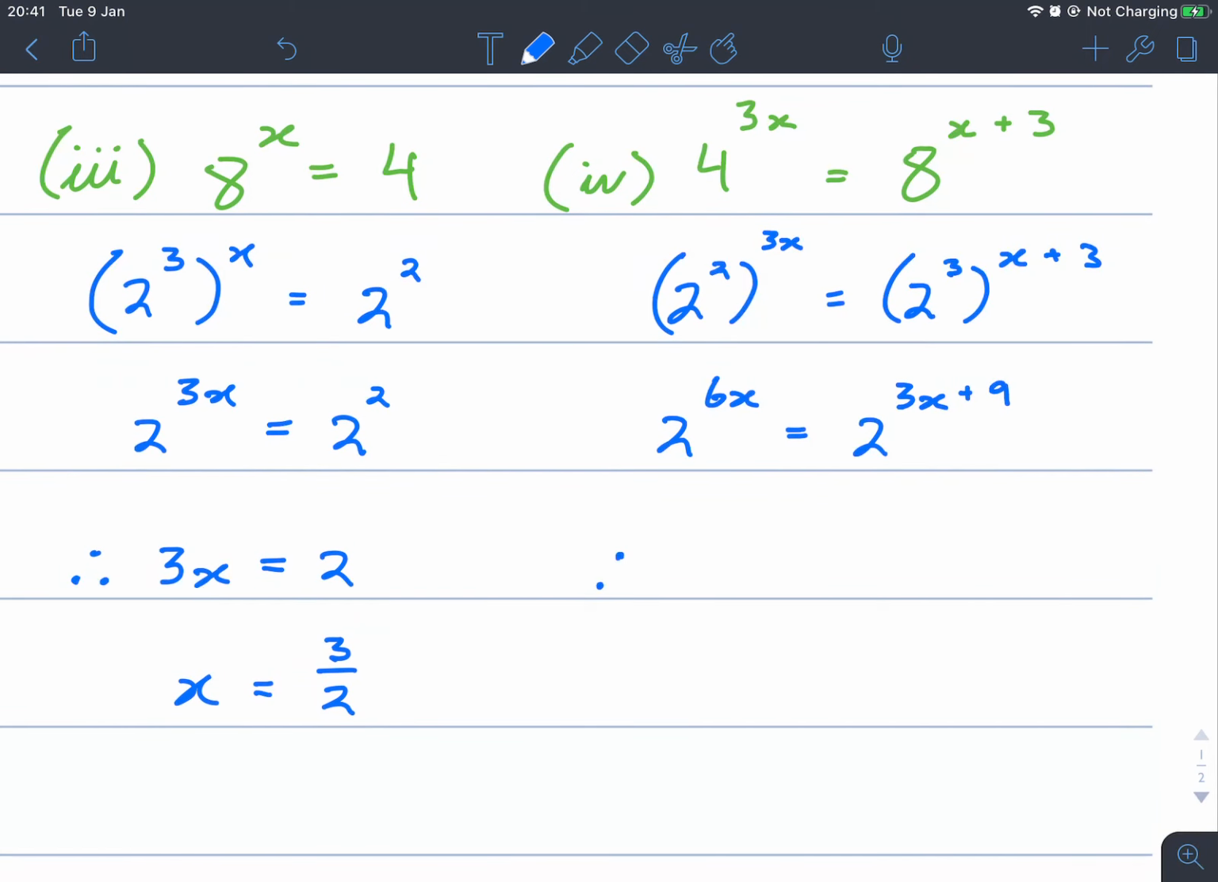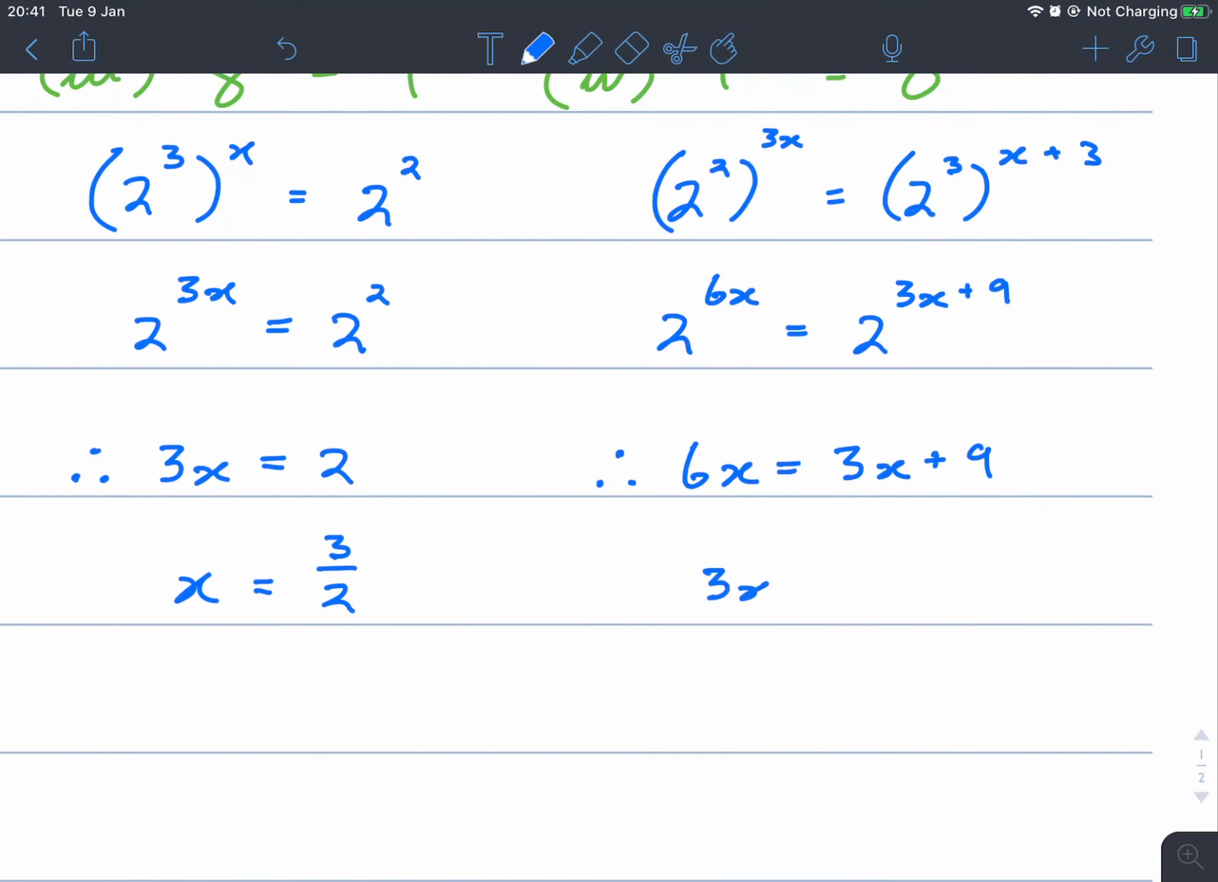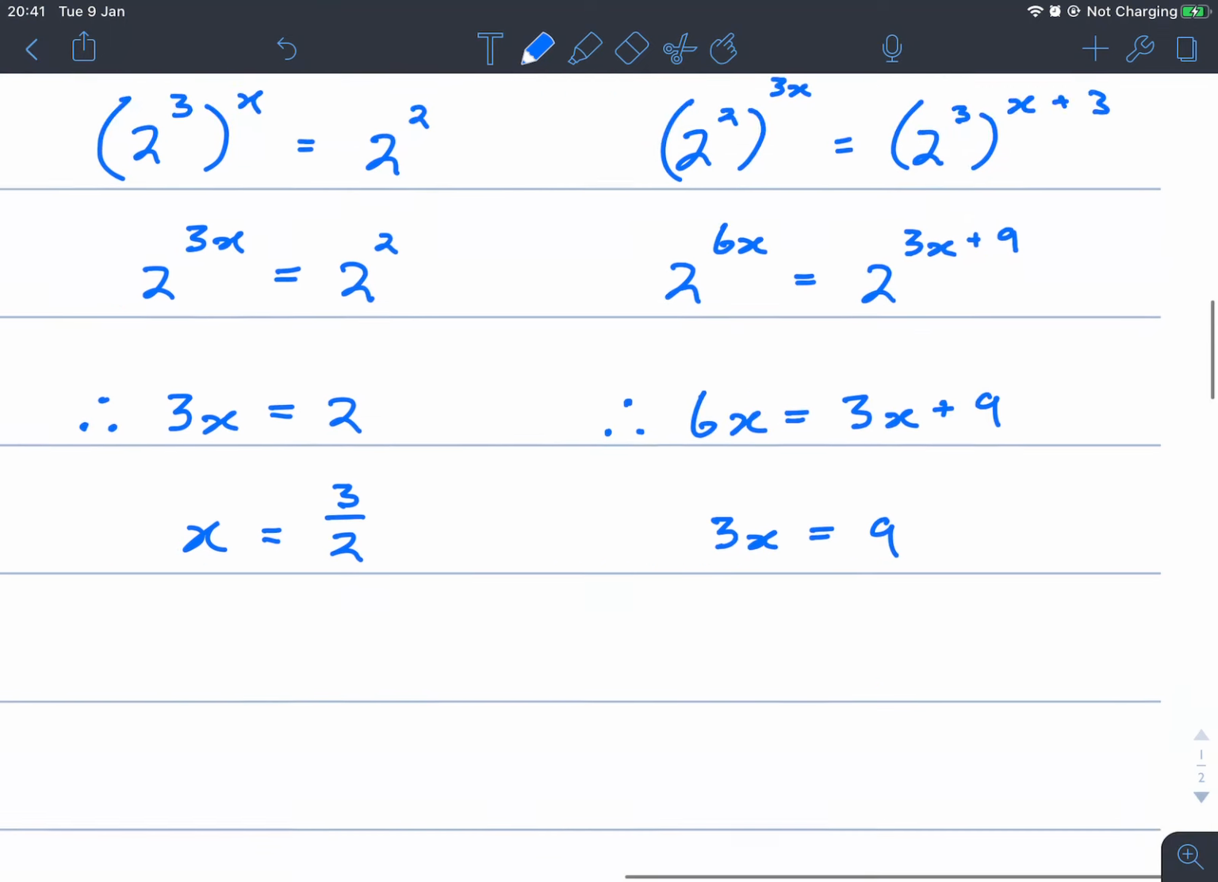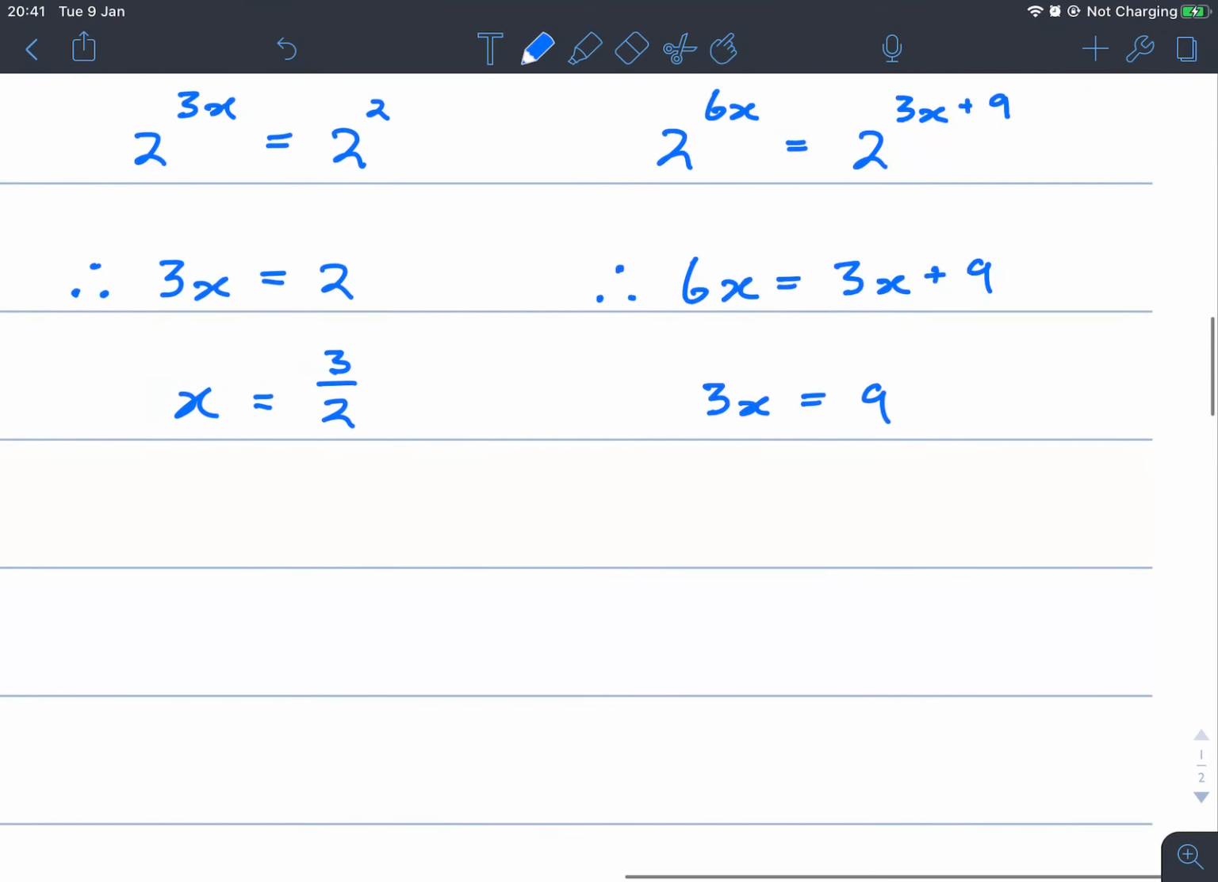Therefore, we can conclude this will give us 6x equals 3x plus 9, 3x equals 9, and x equals 3.